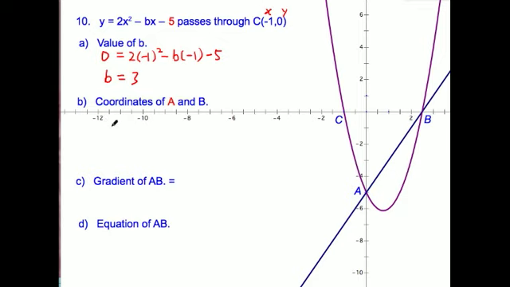And once we know the equation, we can use the equation. The equation is now y equals 2x squared minus 3x minus 5. Now we want to find the coordinates of A and B. A is the y-intercept. The y-intercept is minus 5. So the coordinates of A is A brackets 0, comma, -5.